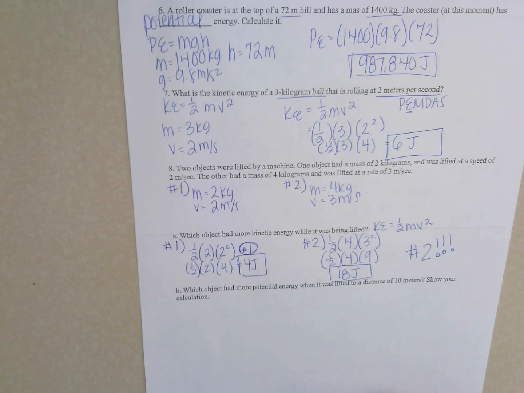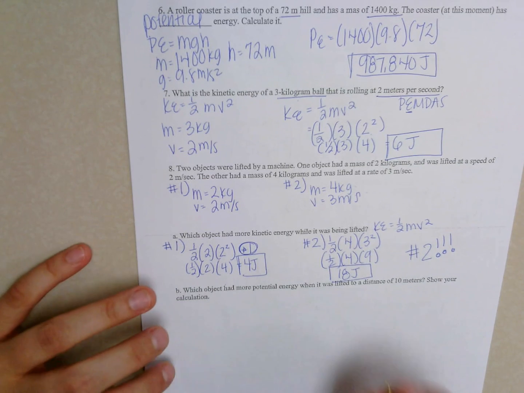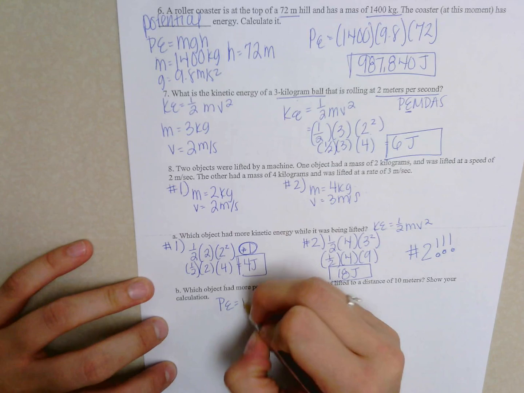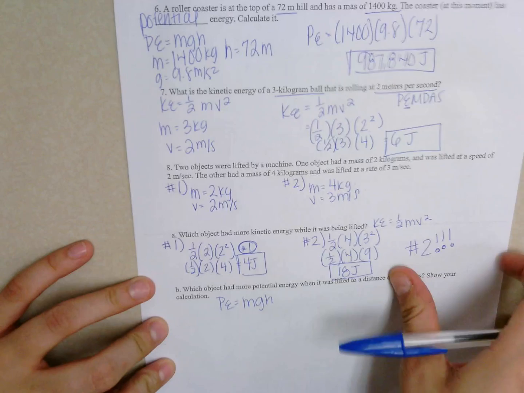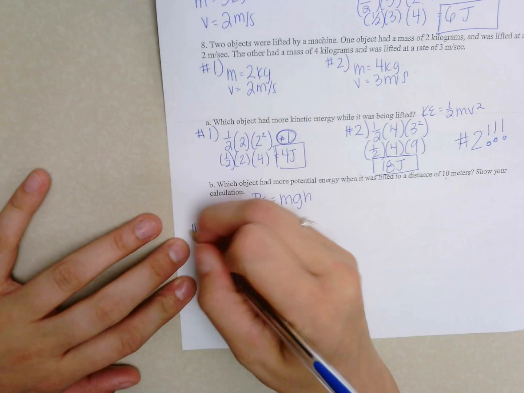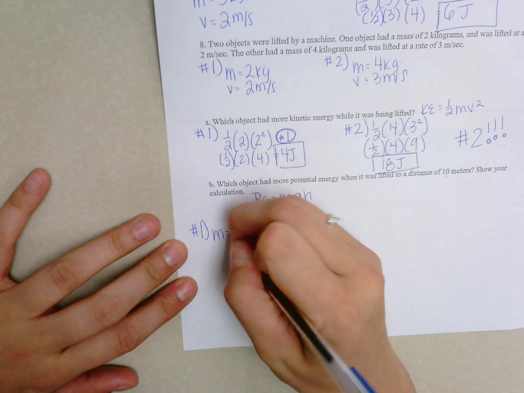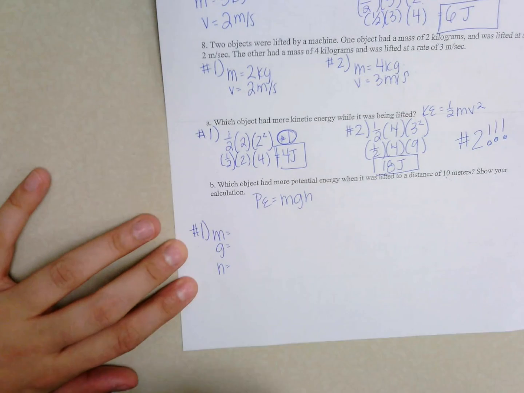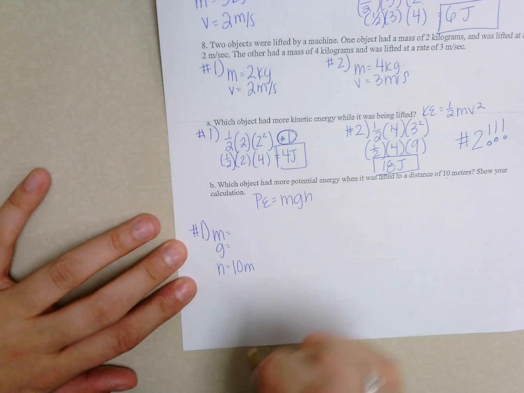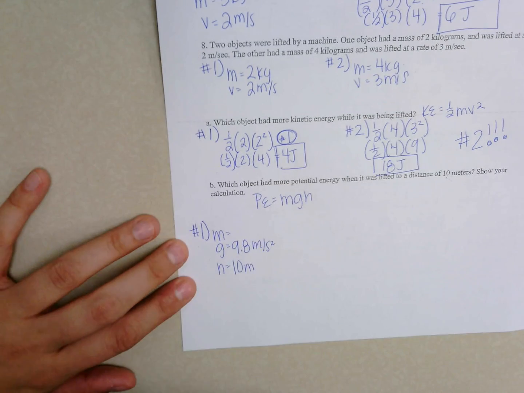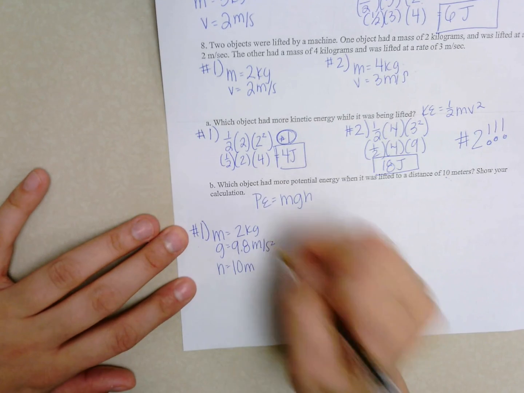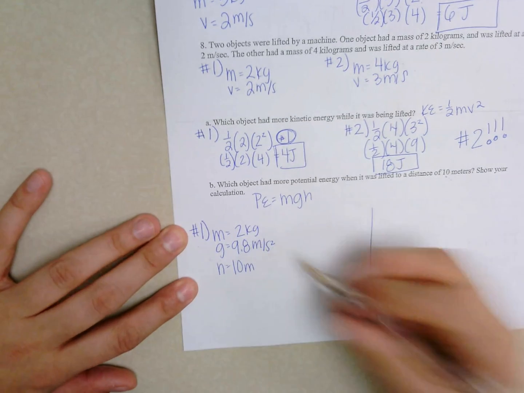For part B, it's asking which object had more potential energy if it was lifted to a distance of 10 meters. Show your calculation. We know that potential energy is equal to mass times gravity times height. And the height is given. So let's separate these 2 objects. For number 1, we need to know the mass, we need to know gravity, and we need to know height. Height's going to be 10 meters. Gravity is going to be the exact same thing as it always is on Earth, which is 9.8 meters per second squared. And our mass is going to be 2 kilograms. Okay? All we have to do is multiply this through.